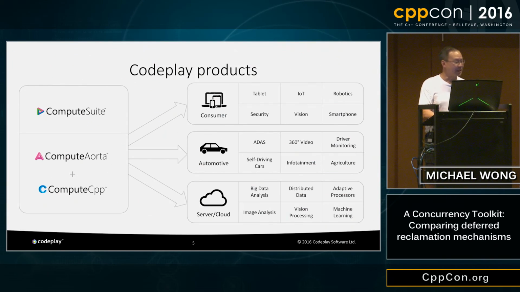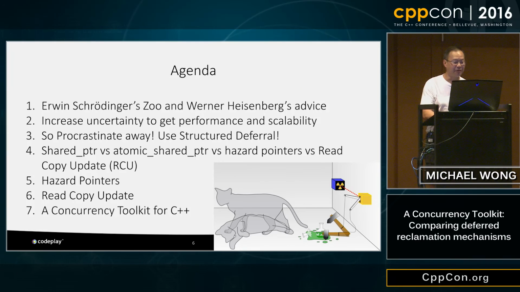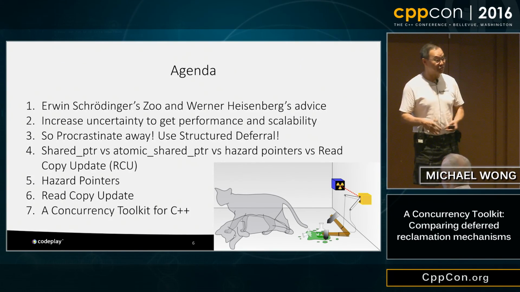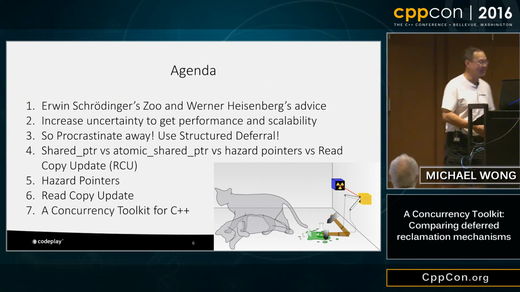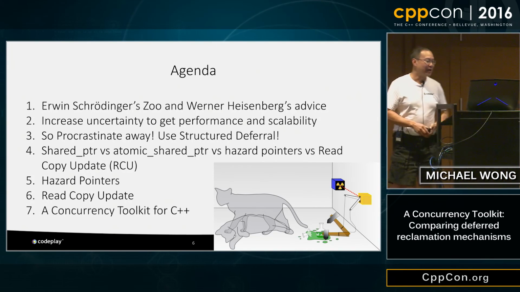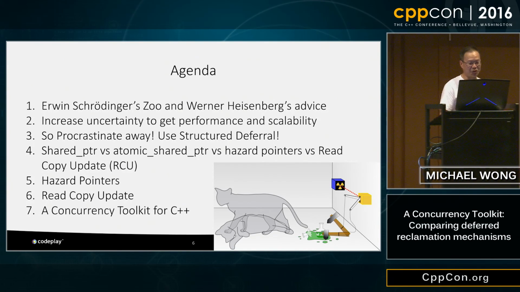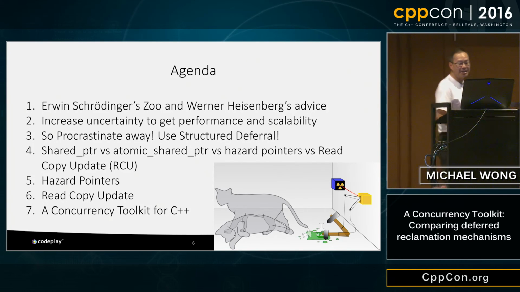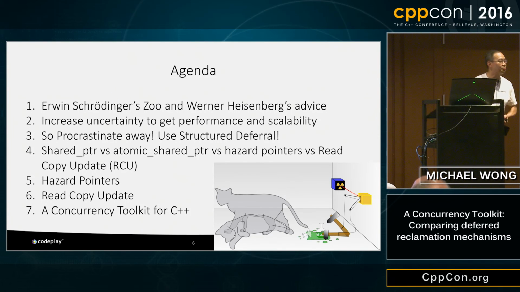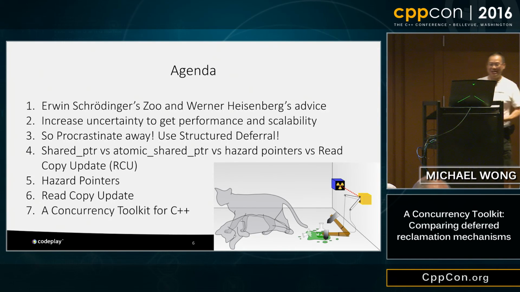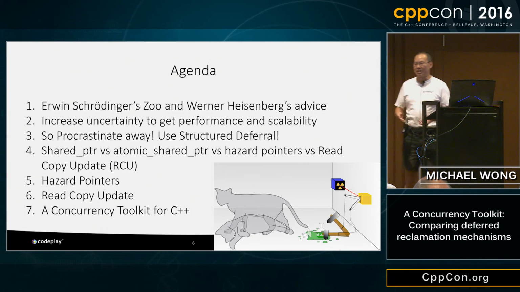I'm essentially giving you a kind of high-level motivation, and then we're going to be followed by the actual authors of hazard pointers and RCU coming up to explain what these interesting objects are. But the agenda today is essentially we're going to start with something of a play on words: Erwin Schrödinger's zoo and Werner Heisenberg's advice. That increased uncertainty can get you performance and scalability. So as a result, given that knowledge, procrastinate away. And one way we're going to do that is by using structured deferral.